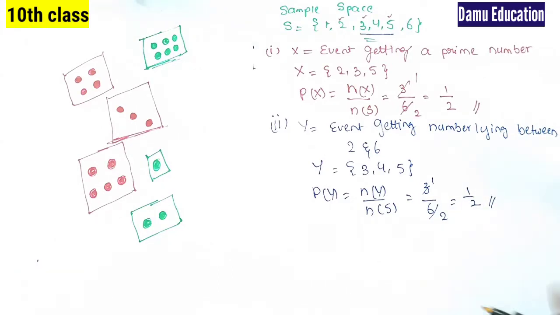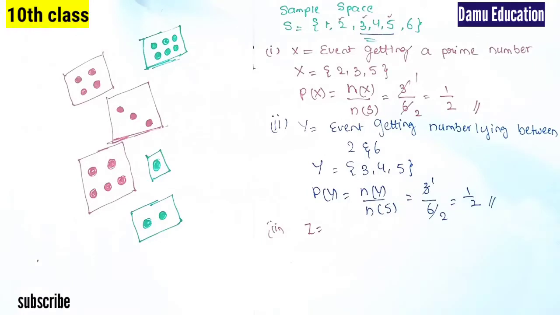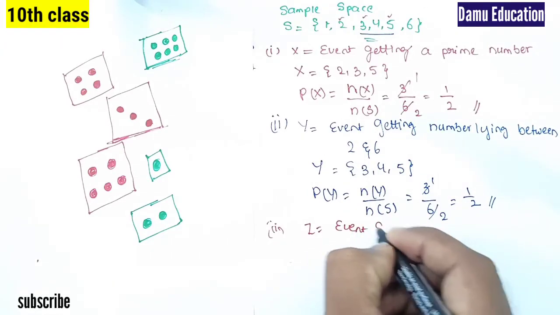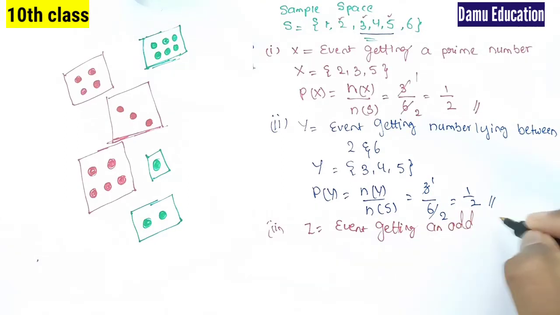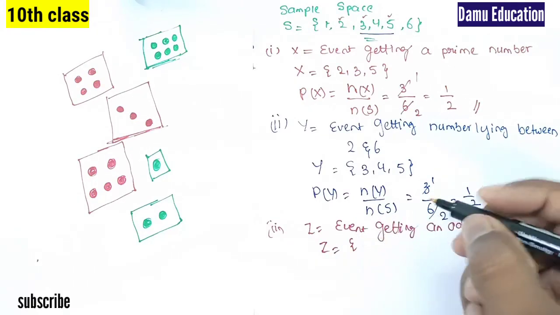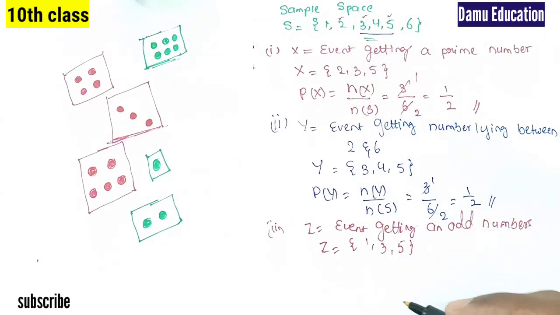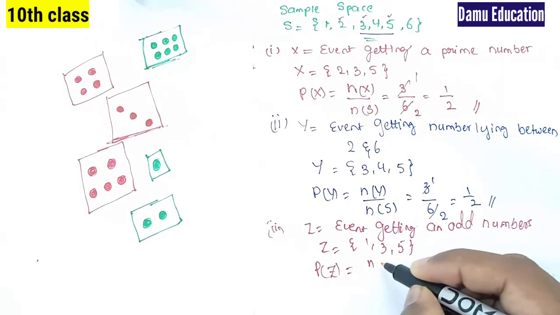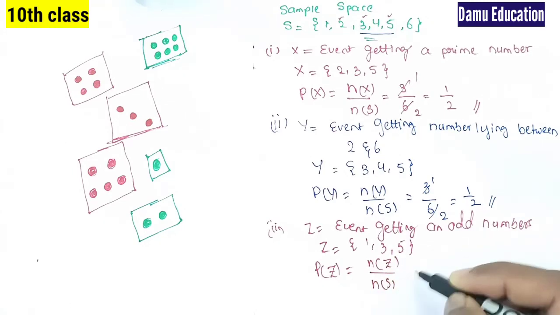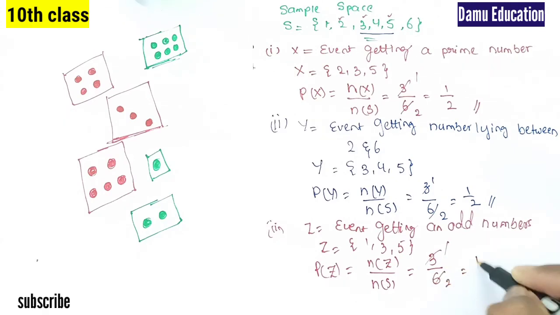Next, what is our third one? An odd number. Let Z be the event of getting an odd number. What are the odd numbers? Z is 1, 3, 5. Then what is the probability of getting an odd number? It is the number of possible outcomes divided by the total number of outcomes, which is 3 by 6, that is 1 by 2.